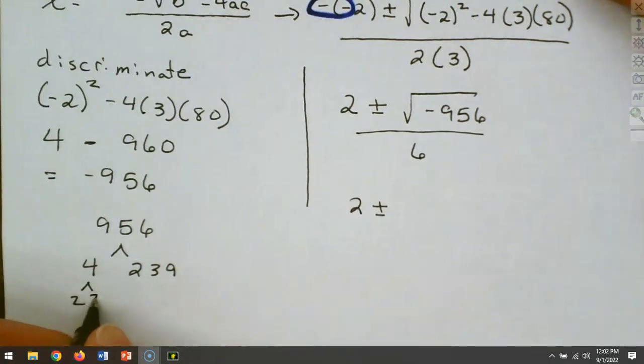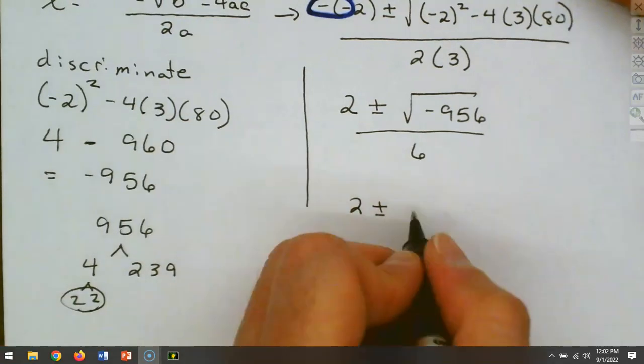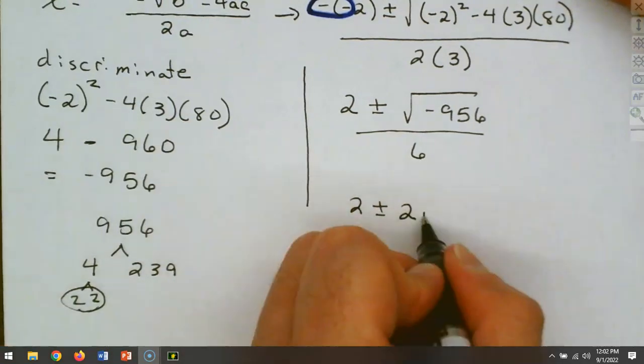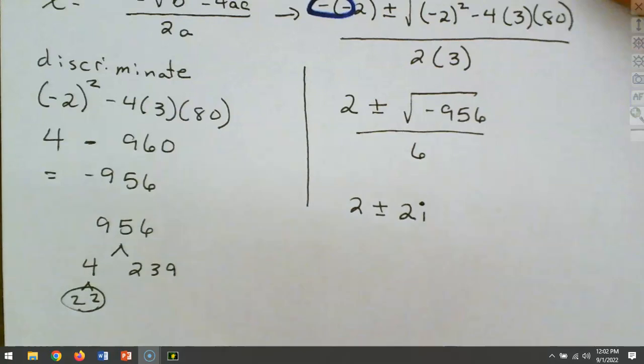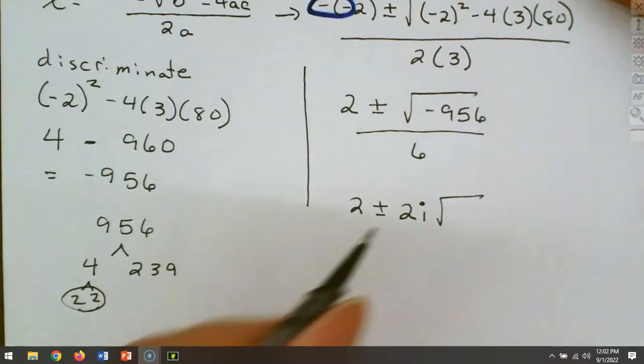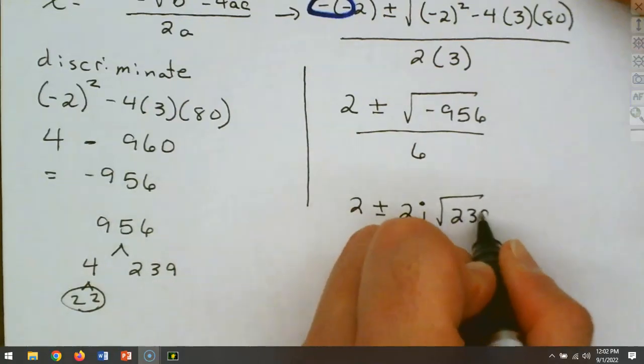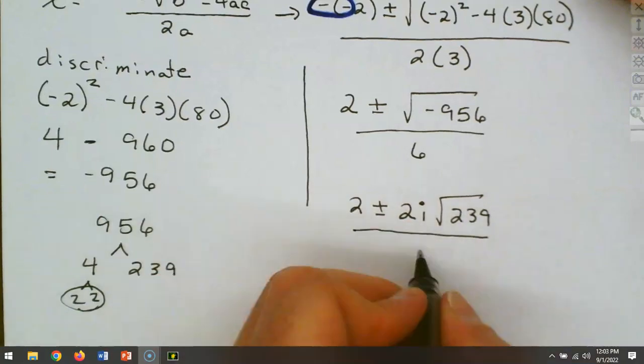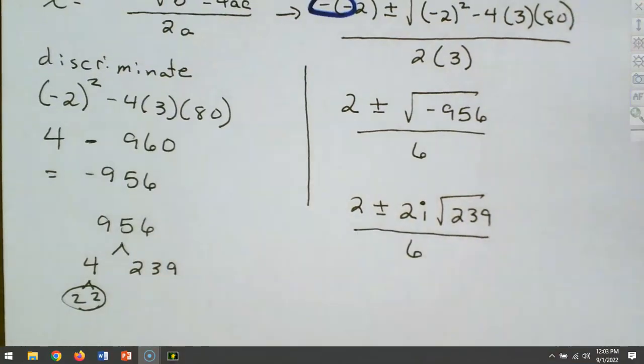Now, what do we know about the 4? 4 breaks down into what? 2 and 2, so that 2 comes out, and i comes out with it as well. Square root of 239, and that's all over now what? All over 6. Is everyone with me so far there? So even though it was a larger number, it didn't really break down much. Why did that i come out? Because that 956 was negative.